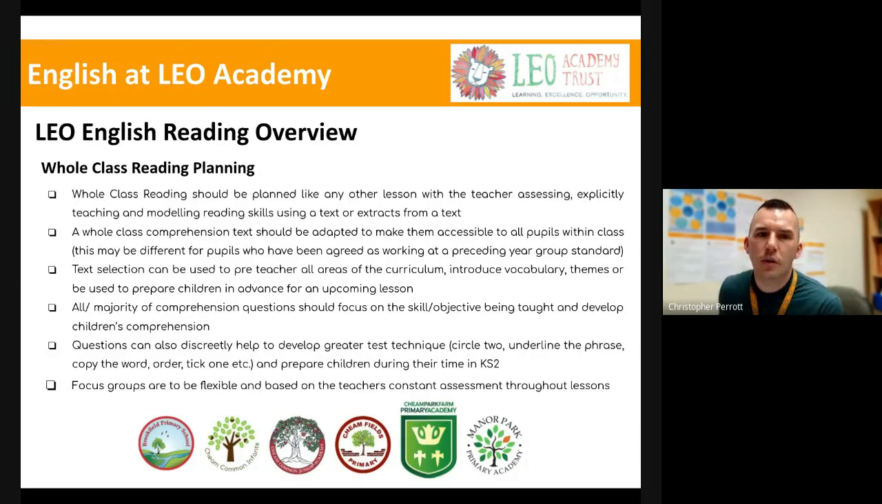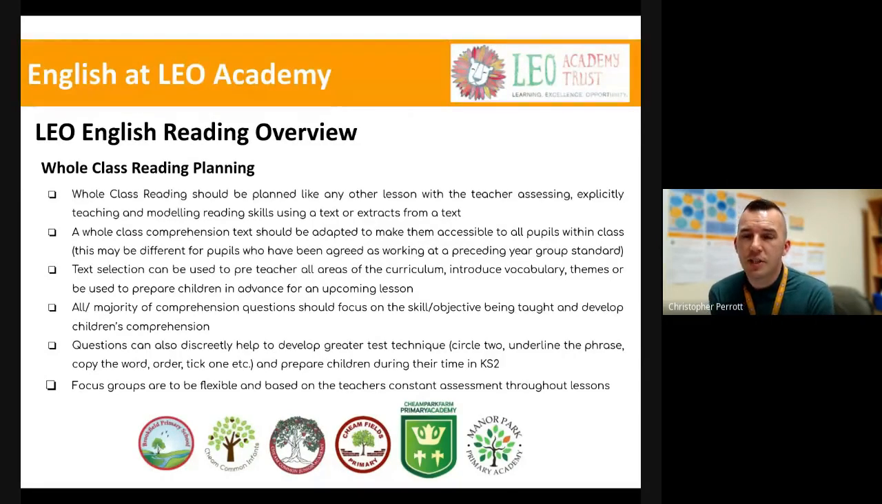So when it comes to whole class reading planning, you do all have a medium-term plan, and these are fantastic. But again, it comes down to you as a teacher to pull that apart and really think about, what do I want to include in that lesson? So whole class reading lessons should be planned like any other lesson through teacher assessing, explicitly teaching and modelling the reading skills used within an extract. Whole class comprehension text should be adapted to make them accessible to all pupils.